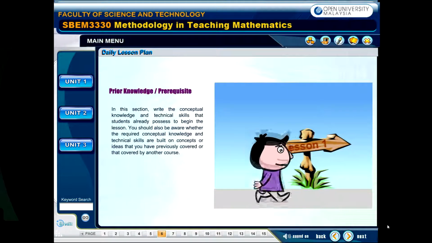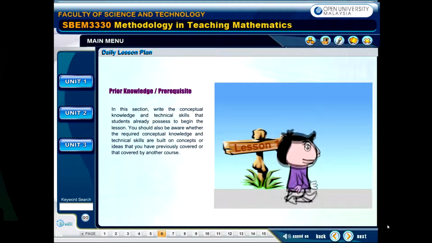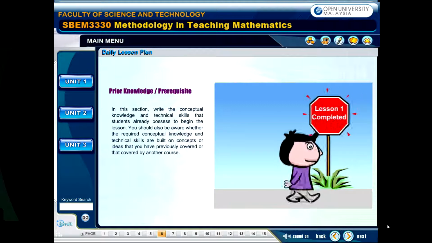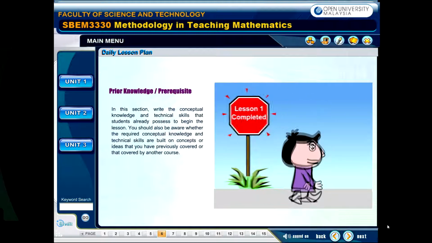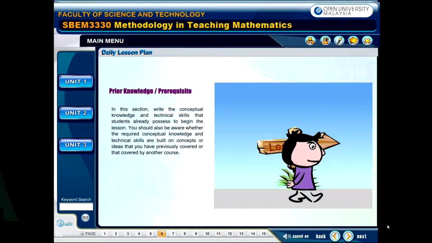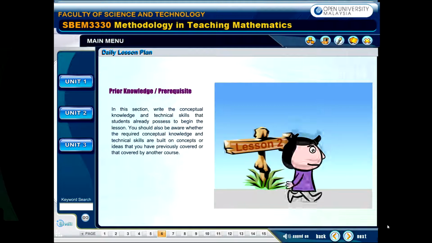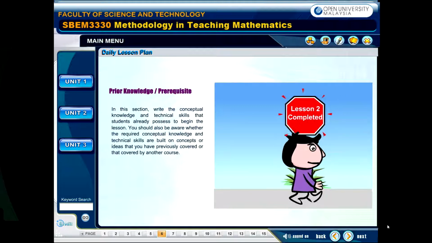In this section, write the conceptual knowledge and technical skills that students already possess to begin the lesson. You should also be aware whether the required conceptual knowledge and technical skills are built on concepts or ideas that you have previously covered or that are covered by another course.